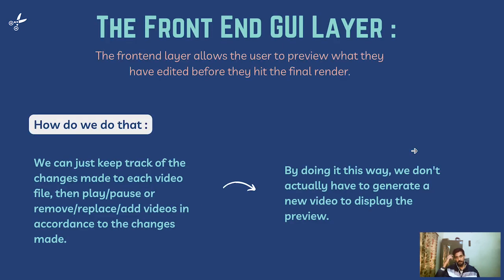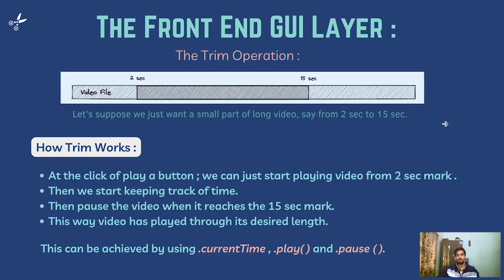So let's first talk about the front-end GUI layer. Again, the front-end GUI layer is just there for the user to see what changes they are making. So how do we do it? It's not very hard. You just keep track of every change made to a file, and then you use the native web APIs and functions provided by a browser to emulate those in a preview window. This way we don't have to generate a new video every time the user makes changes, and we can just keep track of the changes and emulate them. I know that might not sound very clear. Let's walk through two examples to see what I mean.